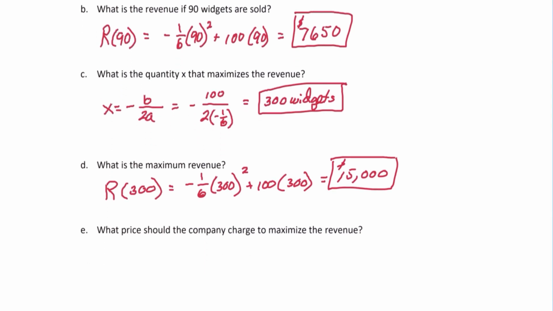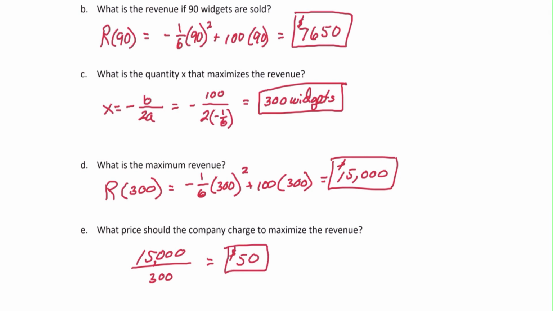And the last question wants to know what price should the company charge to maximize the revenue. So we know the number of units we need to sell, 300. We know what the max revenue will be, 15,000. But what is the price per widget that we need to sell for? The shortcut would be to take the max revenue, 15,000, and divide that by the number of widgets, 300, and this gives us $50.